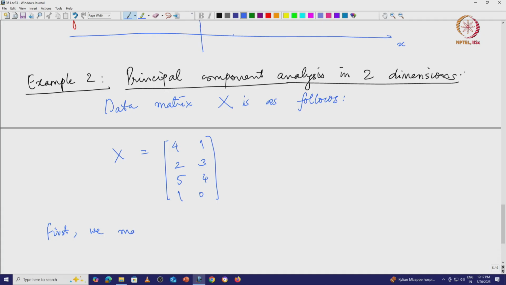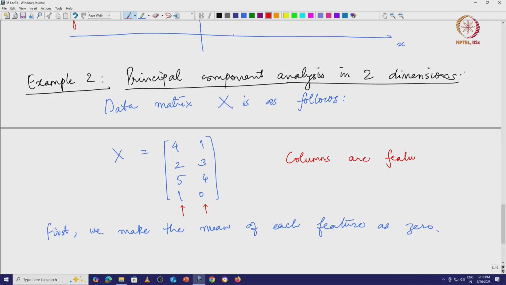we make the mean of each feature 0, and of course we also make the standard deviation 1, although I will omit that second part here for simplicity. Now to make the mean of each feature 0, first you have to figure out what the means are. So you know that each column here corresponds to one feature. So the columns are features, that is always the standard way we have been doing it, and rows are data points.